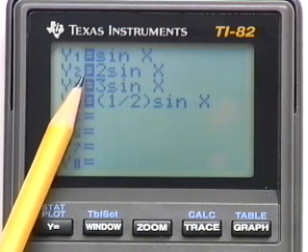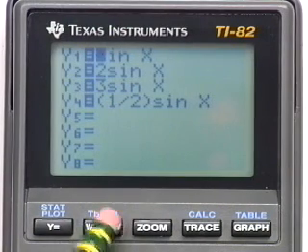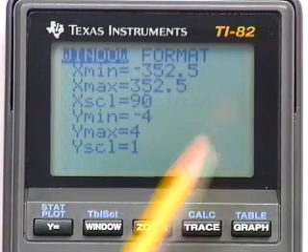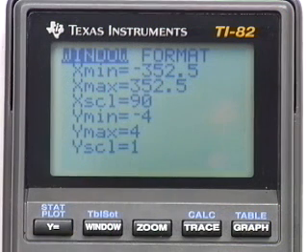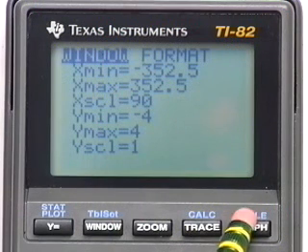So according to what I was saying previously, these numbers in front should give me a new amplitude for these graphs. I'll show you the window here. It goes from about negative 360 to positive 360 in increments of 90 along the x-axis, and y goes from negative 4 to 4. Here's the graphs.